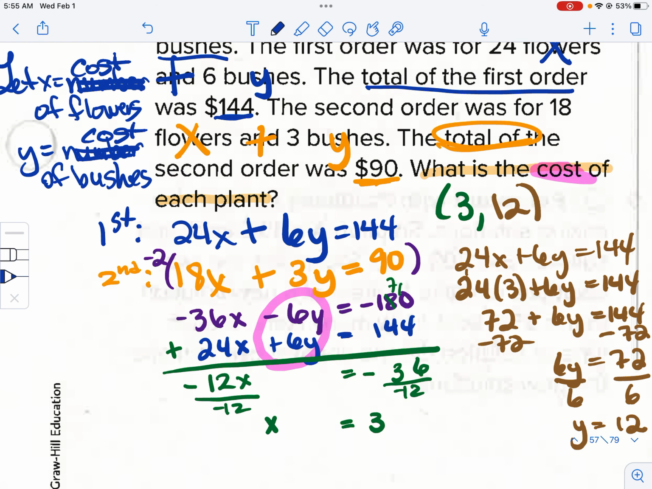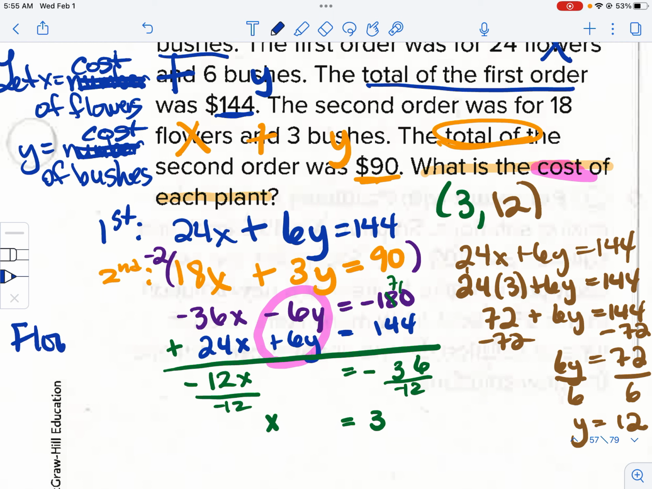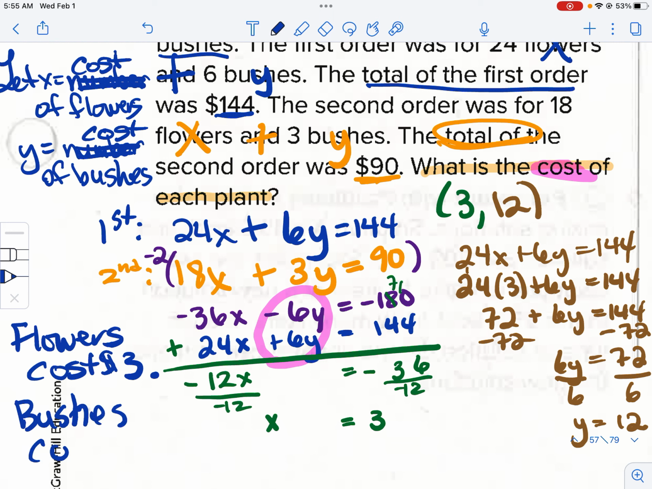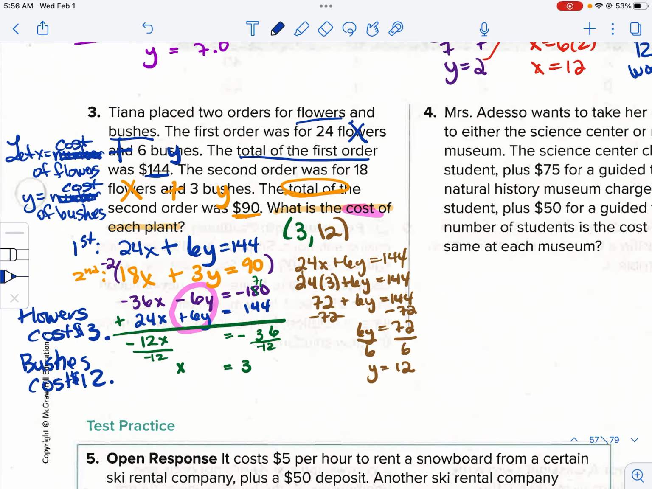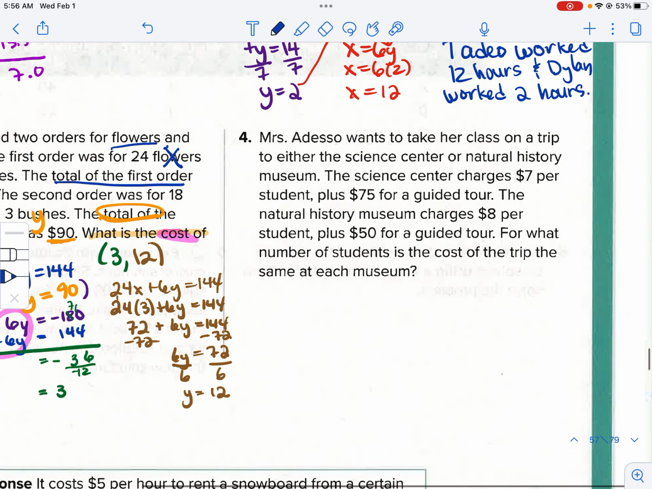So, flowers cost $3. Bushes cost $12. Notice where the dollar sign goes. Okay. Sorry about that. I need to pay more attention to that.